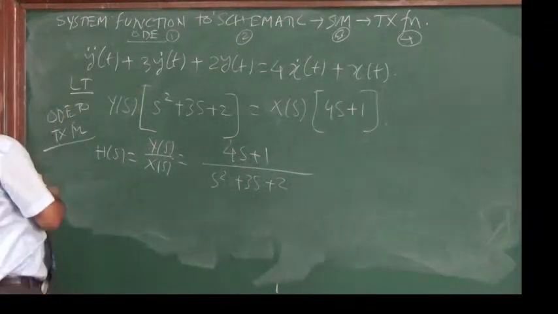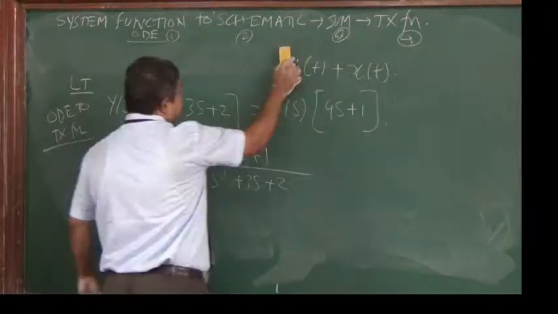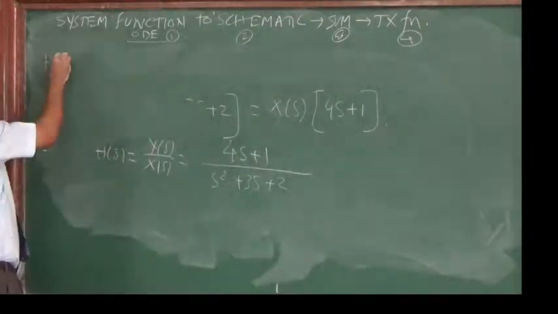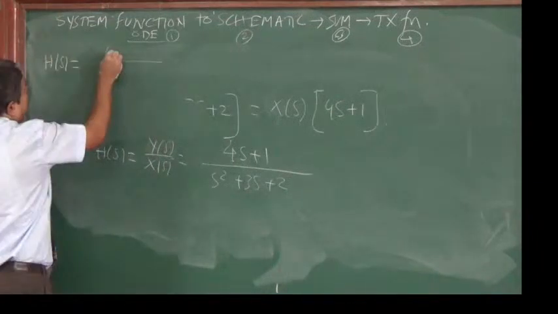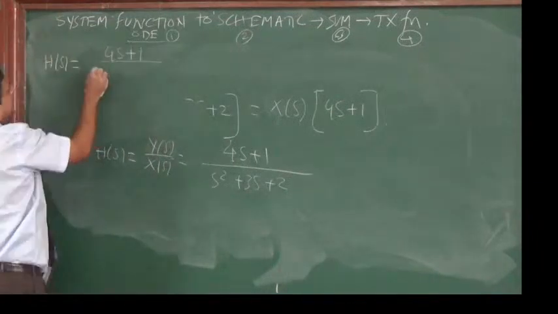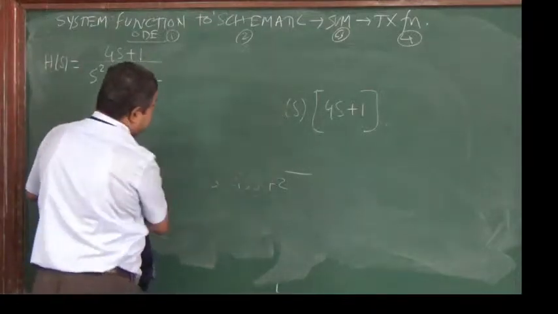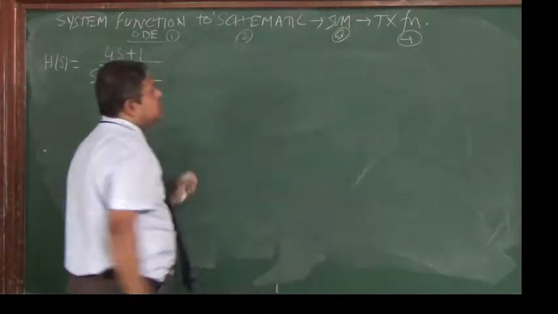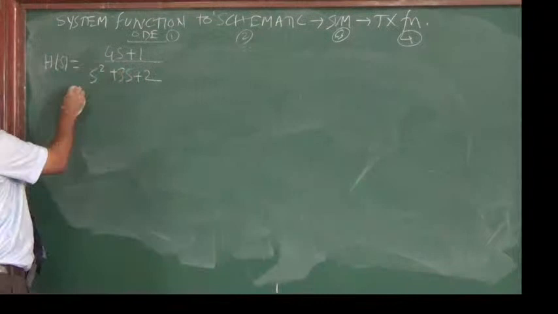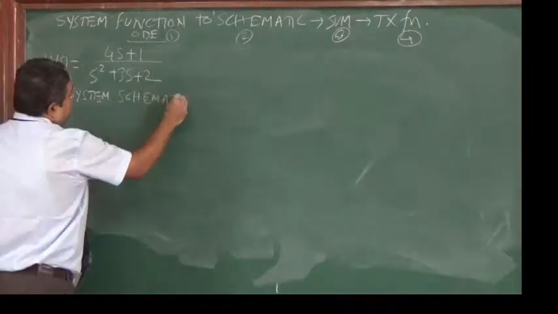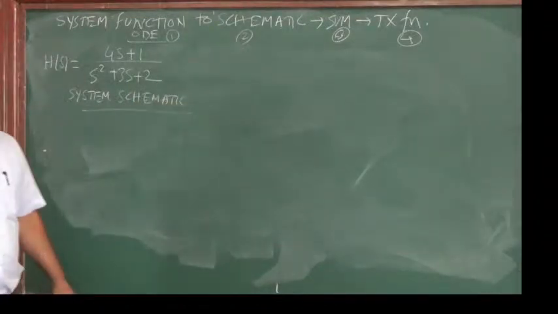Now we will forget this system function, we will play with the transfer function itself. So Hs equal to (4s plus 1) over (s square plus 3s plus 2). Question is find system schematic. So this will be find system schematic, or we can say the technical block diagram of the system.